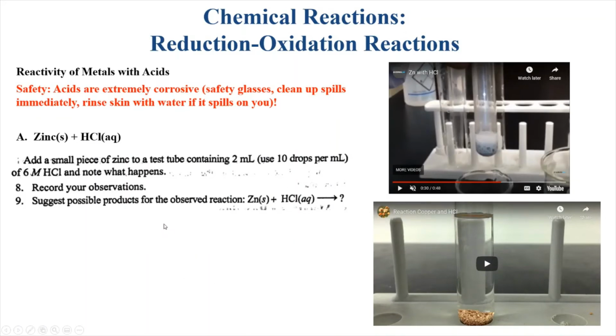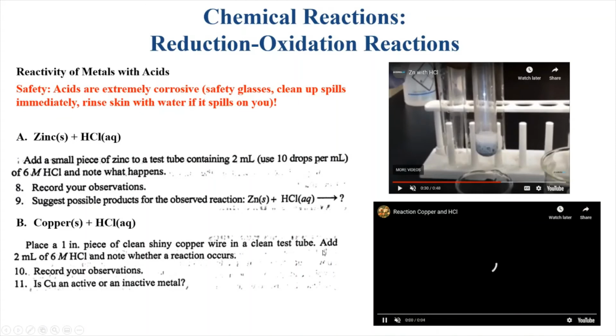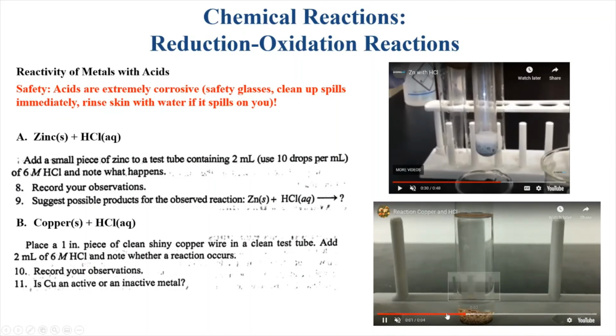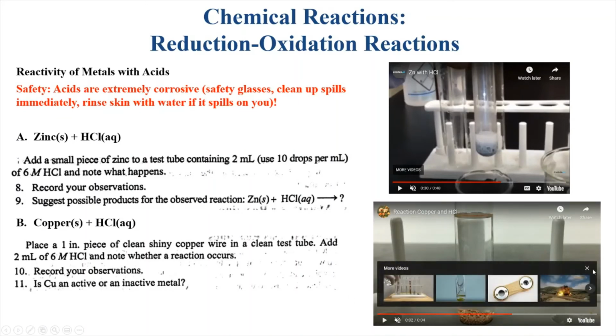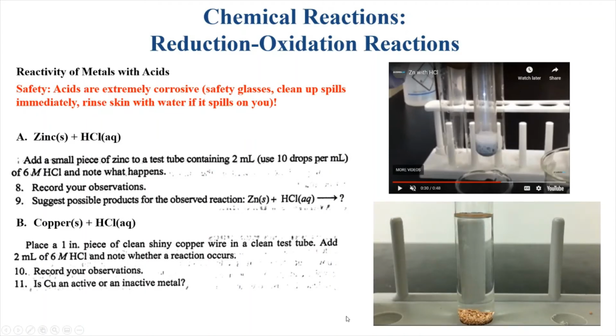Now let's look at what happens when we have copper with hydrochloric acid. The procedure says place a 1-inch piece of shiny copper in a clean test tube and add some acid on top and see if a reaction occurs. So let's observe that. We have our copper down at the bottom and our HCl at the top, and you're looking to see if you see any signs of a reaction.